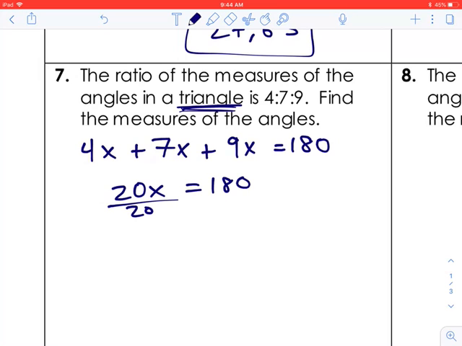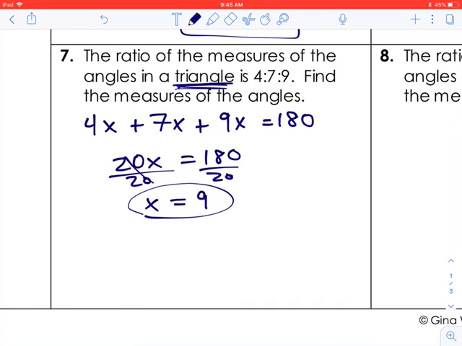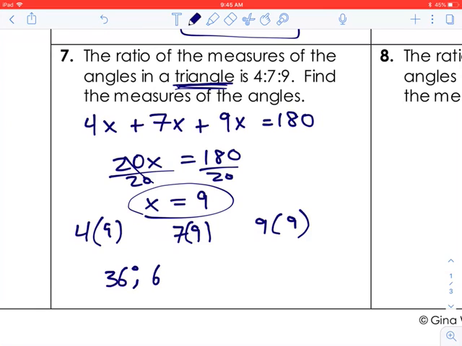When I divide by 20, I end up with x equals 9, which is ironic because the other one was 9 too. So the angles are going to be 4 times 9, 7 times 9, and 9 times 9. That is 36 degrees, 63 degrees, and 81 degrees.